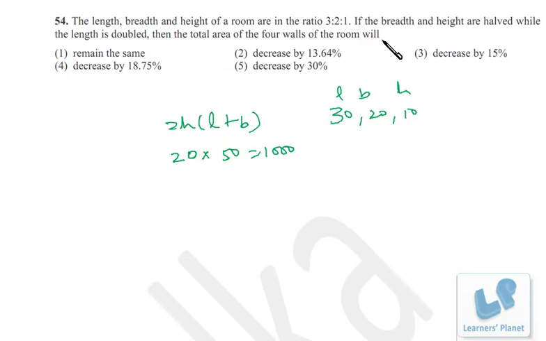Now what is happening? Breadth and height are halved while length is doubled. So height is 10. So now 2H will be 10 L plus B, L will be 60 and B will be 10, right? So it's 60 plus 10, 70. So that's 700, right? Now we are asked about the percentage increase or decrease from 1000 to 700. That means from 100 to 70. That means 30% decrease, right? Problem from CAT 2006.